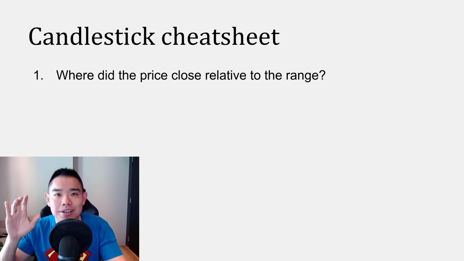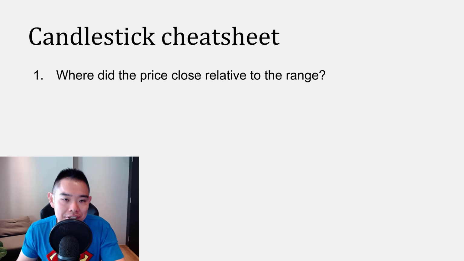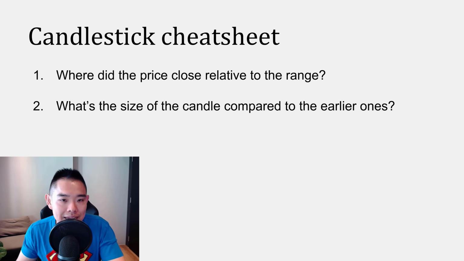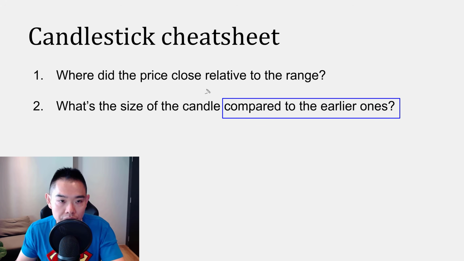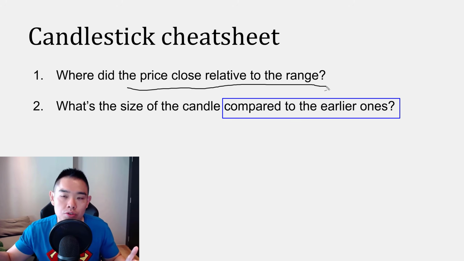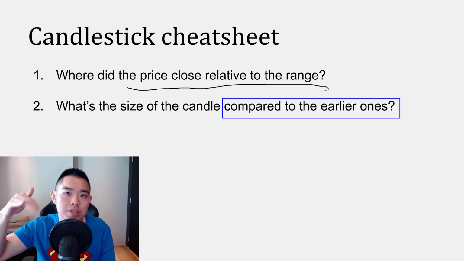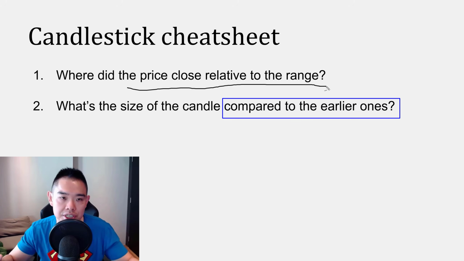Okay. Now, the second part of this cheat sheet is this: what's the size of the candle compared to the earlier ones? So the first part of the cheat sheet, just a quick recap, is where did the price close relative to the range, to find out who's in control. Are the buyers in control or the sellers in control? Because as you know, if the price closes near the highs of the range, clearly the buyers are in control. And if the price closes near the lows of the range, the sellers are in control. If it closes near the middle of the range, pretty much indecision, undecided.